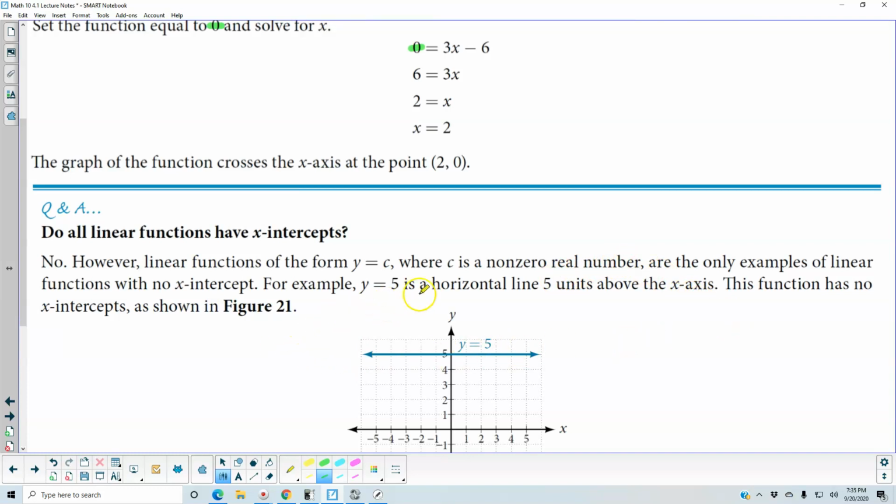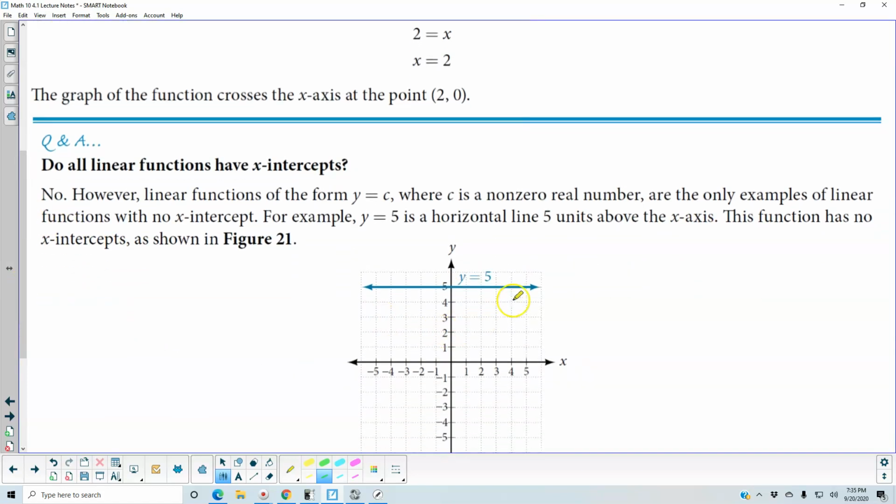For example, y is equal to 5 is a horizontal line 5 units above the x-axis. This function has no x-intercepts, as you can see here in figure 21. So it passes through the y-axis, but it never touches the x-axis.